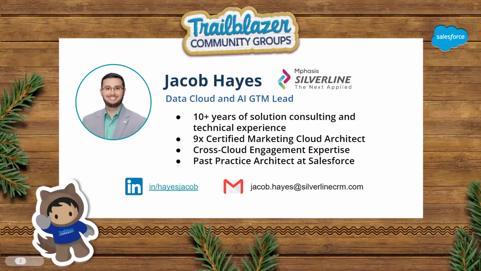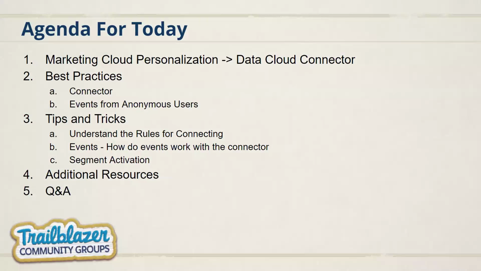Well, we're going to dive into who you're talking to at the moment. So Jacob Hayes, it's nice to meet you all. I work at a company called Emphasis Silverline, and I'm the Data Cloud and AI go-to-market lead. My prior experience has been as a personalization practice lead, as well as a solution architect at Salesforce, handling cross-cloud implementations in large organizations, basically transformational engagements. So it's been a good ride for 10 plus years so far in this ecosystem. Okay, but you guys don't want to know about me too much.